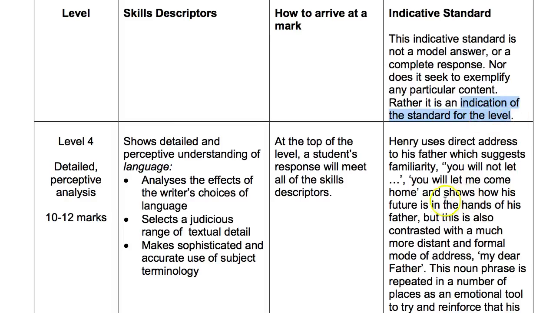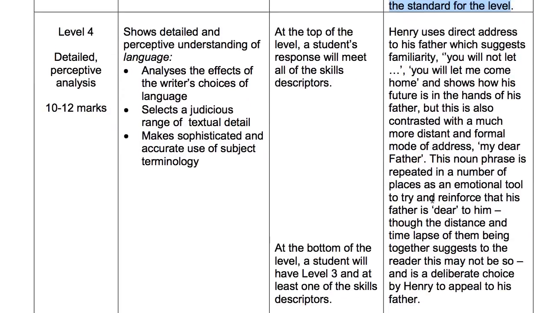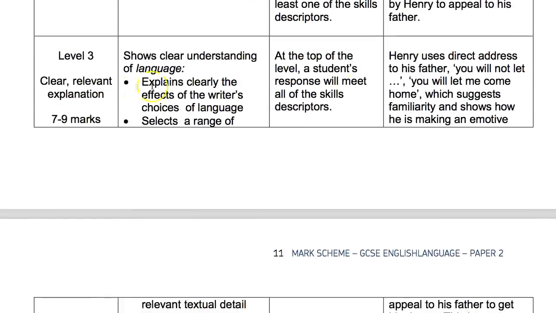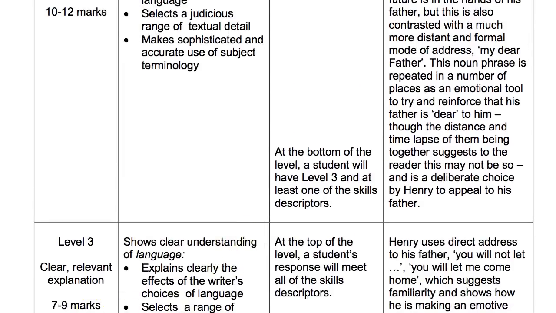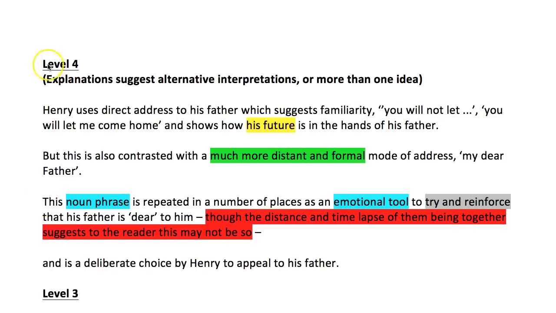Now, to understand that better, I'm going to copy and paste this answer into Word and compare it to a level 3 answer to see exactly what the examiner has in mind. Pay attention. Well, let's first read the level 4 answer, and my hint to you here is that explanations suggest alternative interpretations or more than one idea. That's what's going to get you into level 4. Let's read it, and as I read it, I'm going to ask you to see if you can spot where the alternative interpretations are or where more than one idea is offered.